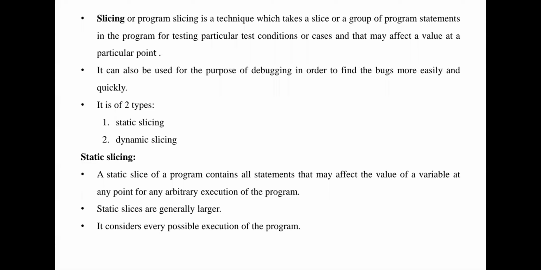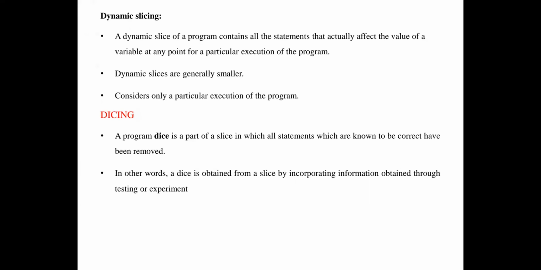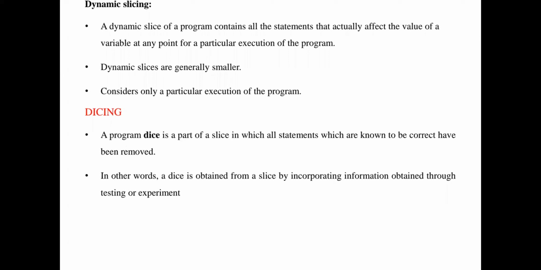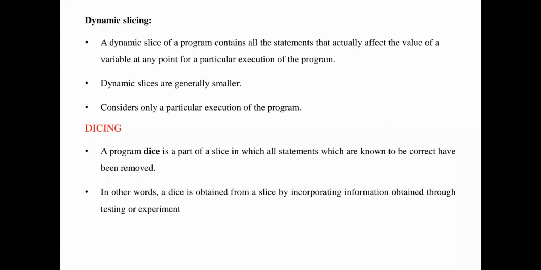For example, you are taking 20 statements and you are using a variable called a in the 20th statement; it affects all variables that are used in that program. That's why it is generally represented as large. It considers every plausible execution of the program. It will take every possible statement for execution. So next, dynamic slicing is also a slicing part.